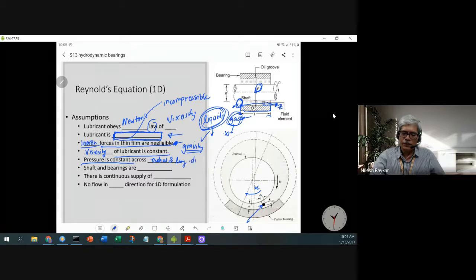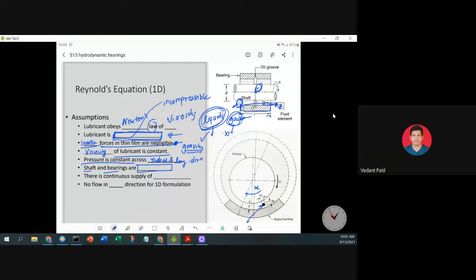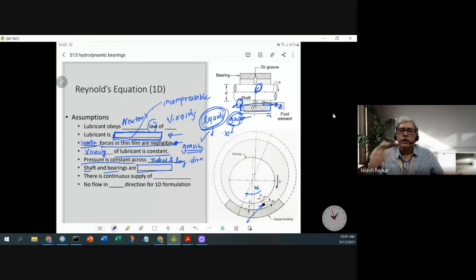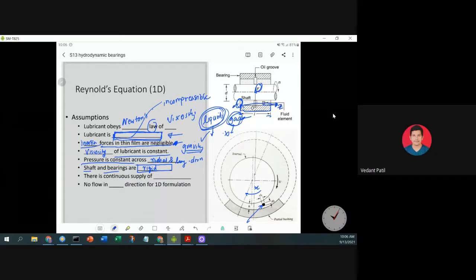That is the assumption. Then shaft and bearing have some property assumed. Both of these are metals. So what property do you think? The shaft and bearing are assumed to be rigid. Rigid, that's right. What would be the significance of that assumption? What will happen if they are considered flexible? We are ignoring the deformation, if any.